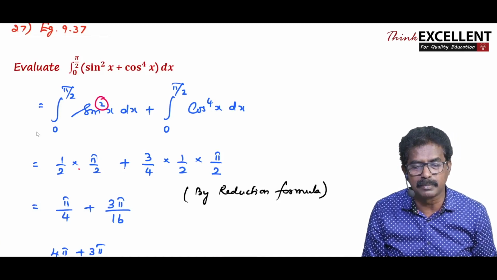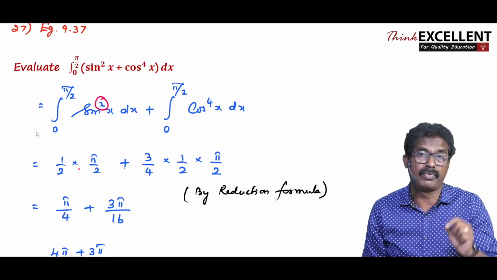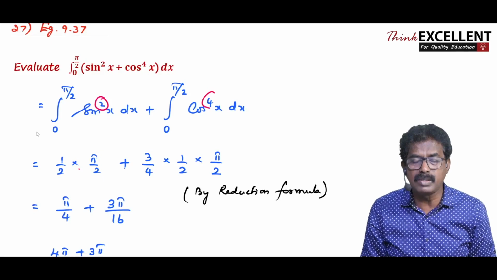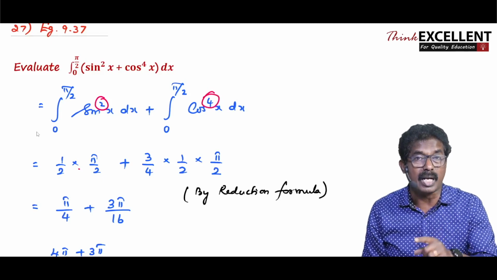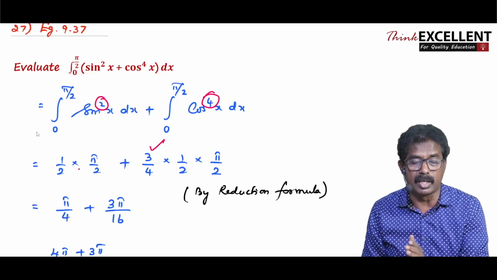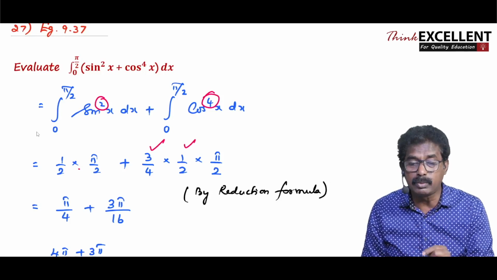Next one, you see, plus cos power 4. Sin or cos doesn't matter. The limit is 0 to pi by 2. The power is 4. Reduce 1, 3. So start with 3 by 4. Reduce 2 in the numerator and denominator also, so 1 by 2. Once you reach 1 by 2, you write what?